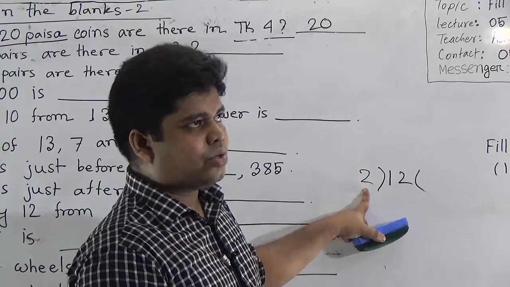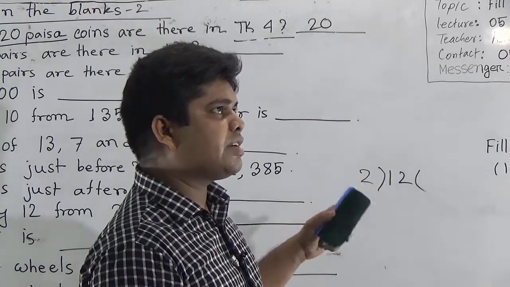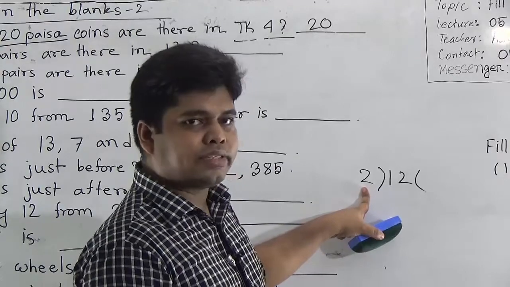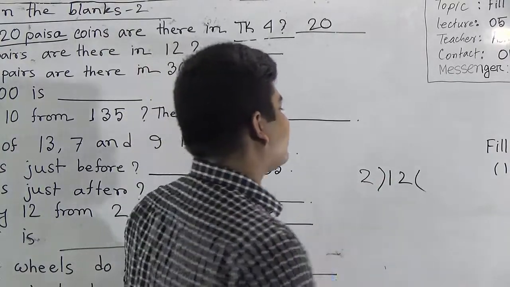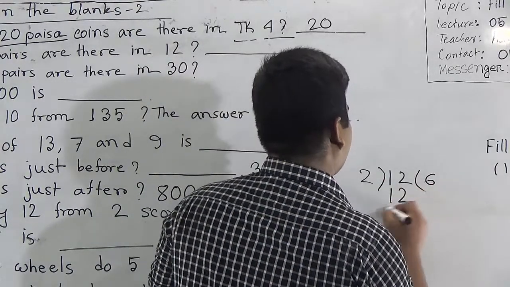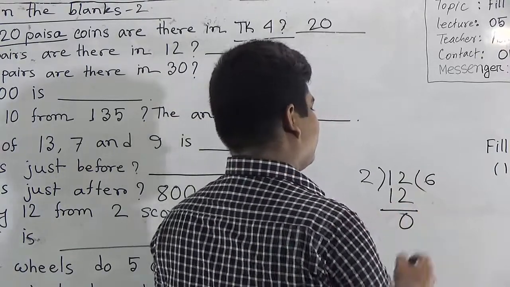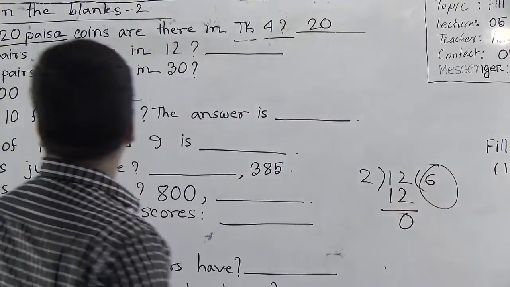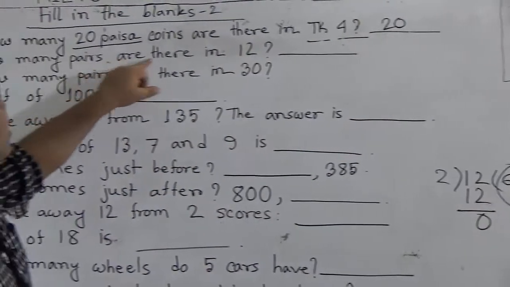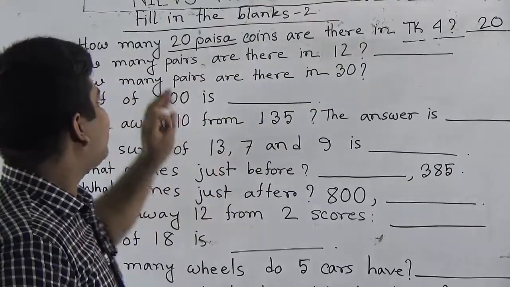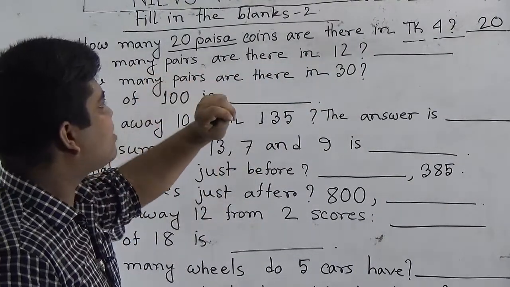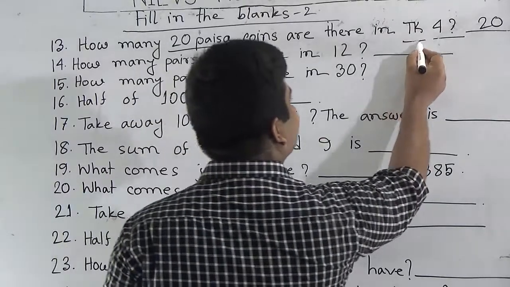2 1s are 2, 2 2s are 4, 2 3s are 6, 2 4s are 8, 2 5s are 10 and 2 6s are 12. If we subtract, then we get 0. So we say that how many pairs are there in 12? We say that there are 6 pairs in 12. So the answer is 6.